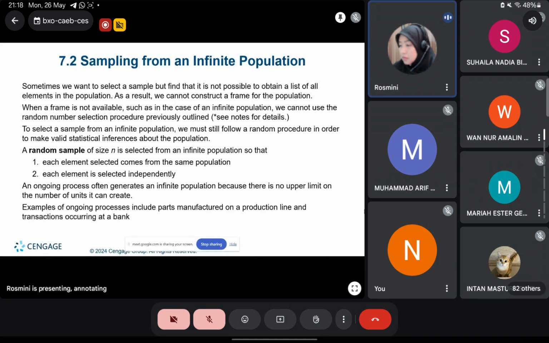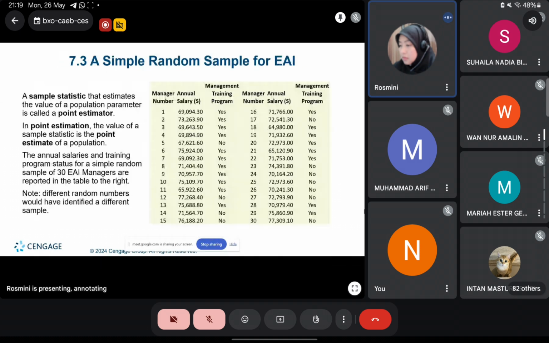So let's say that we already have that random number. So n, small n, not capital N. Capital N is for the number of trials. For population it is N capital, and n small is for the size of sample. Okay, so this is what we managed to get. There are 30 samples here, 30 managers, 1, 15, 16 to 30.